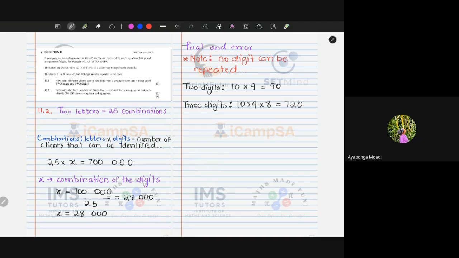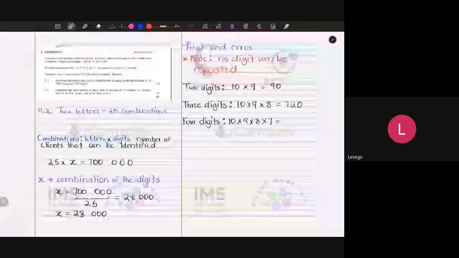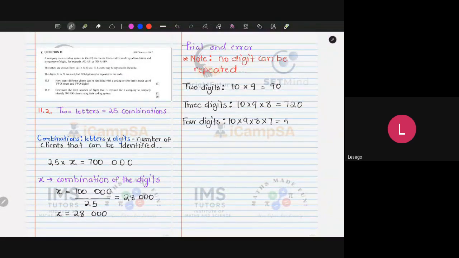720. Then we see that three digits don't work. So let's go to four digits. For our four digits, you guys can do the calculation: 10 by 9 by 8 by 7. What is it? 5,040, not 5,400. So this doesn't work, guys.